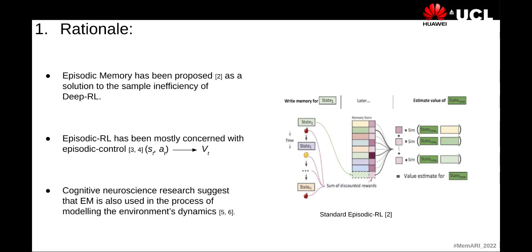On this slide, we're going to expose the rationale for this project. Episodic memory has been proposed as a solution to the sample inefficiency of deep-RL, which has been coined as Episodic-RL. However, Episodic-RL has been mostly concerned with episodic control, where given a state and an action, you output a value estimate. Interestingly, cognitive neuroscience research suggests that episodic memory is also used in the process of modeling the environment's dynamics.